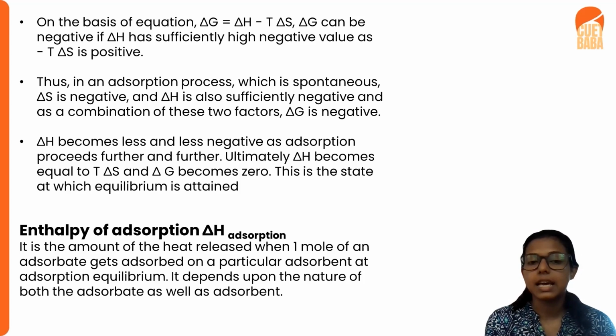Delta H becomes less and less negative as adsorption proceeds further and further. Ultimately, delta H becomes equal to T delta S, and delta G becomes 0. This is the state at which equilibrium is obtained. We know that when delta G is equal to 0, it is the equilibrium condition. That is the state in which the adsorption process is in equilibrium.